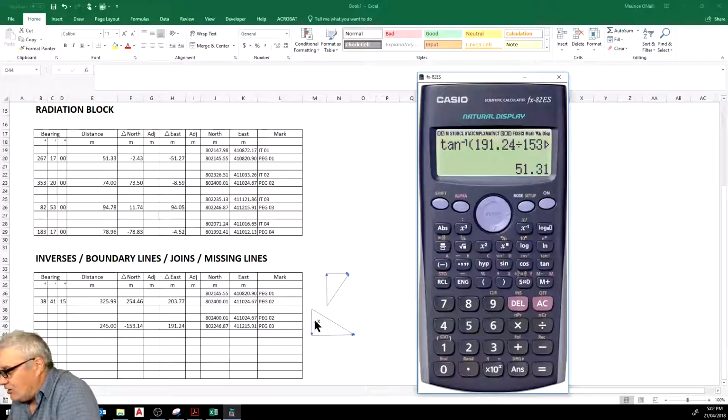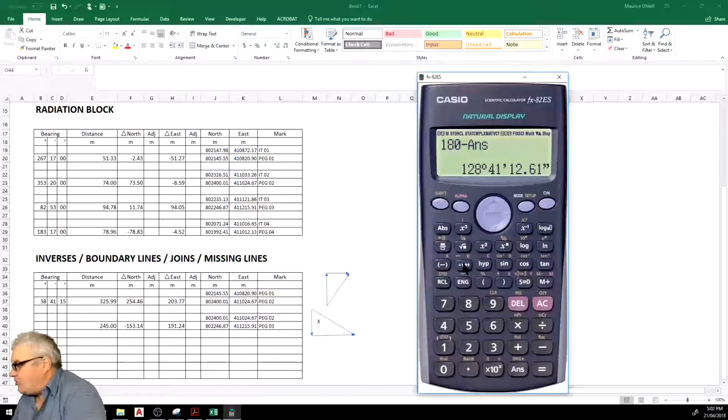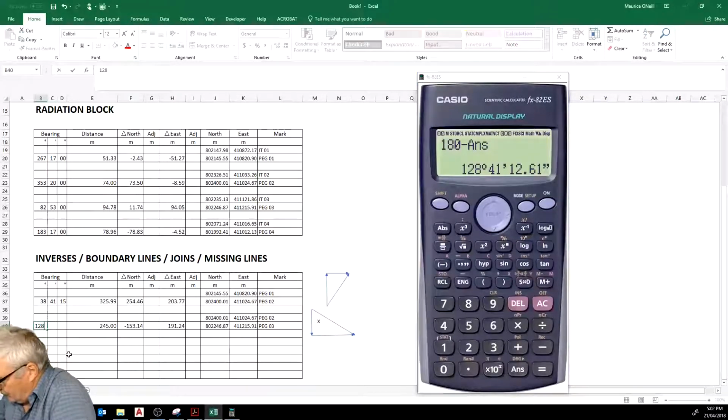Now this is this angle here, but the bearing that we want is always the angle from north. So we want to go 180 minus that answer. Okay, so what we then got to do is 180 minus answer equals, and then we'll pump that into degrees, minutes, seconds. So we get 128, 41, 13. I'll put the real one. I might have rounded it. I'm not sure. 128 degrees, 41 minutes, 13.